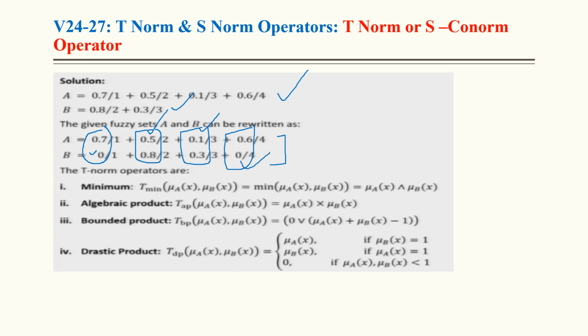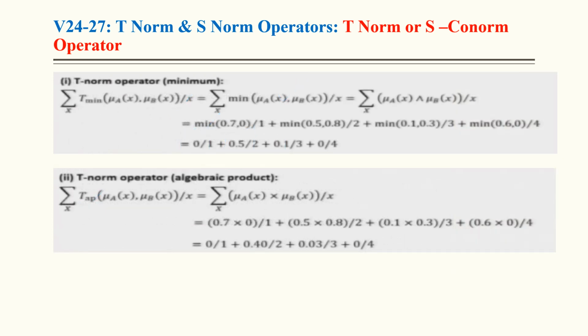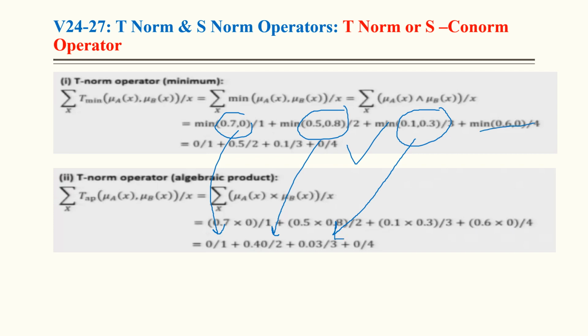In the case of algebraic product, we just multiply, right? It is the same case. 0.7 multiplied by 0 becomes 0, right? 0.5 multiplied by 0.8 is 0.4. 0.1 multiplied by 0.3 becomes 0.03. In the last case, 0.6 multiplied by 0 becomes 0. So that covers minimum and algebraic product. In algebraic product, we simply multiply the membership values.